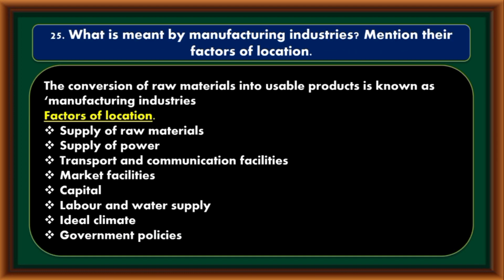What is meant by manufacturing industries? Mention their factors of location. The conversion of raw materials into usable products is known as manufacturing industries. Factors of location: supply of raw materials, supply of power, transport and communication facilities, market facilities, capital, labor and water supply, ideal climate, government policies.